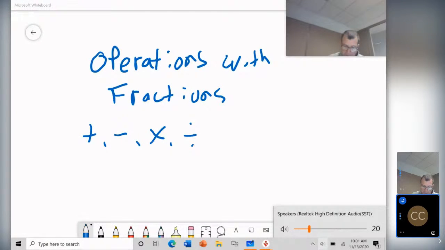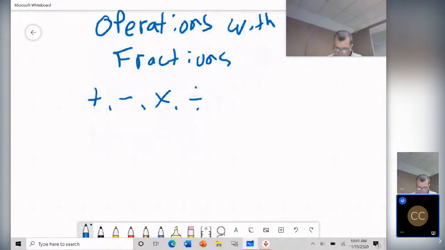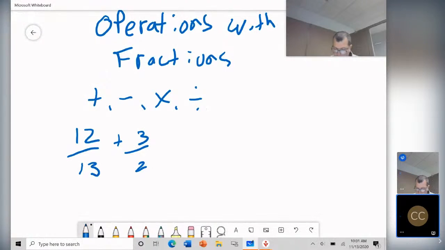So let's start with an addition one. So let me get this up. So we'll do 12 over 13 plus 3 over 2. Okay, so the first thing I have to do here is find a common denominator.